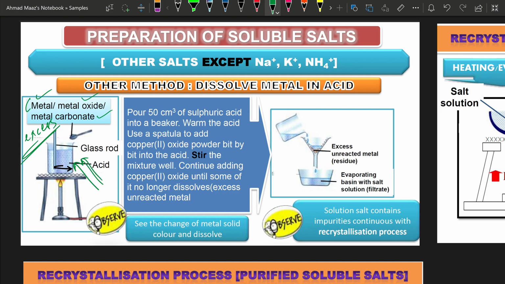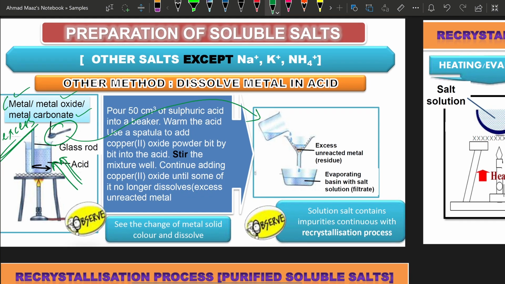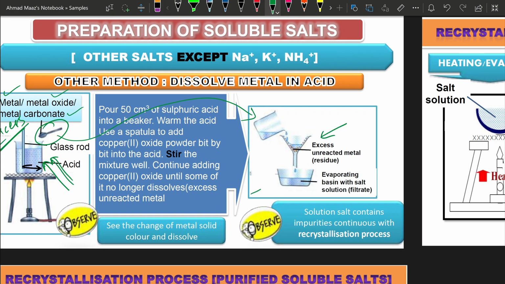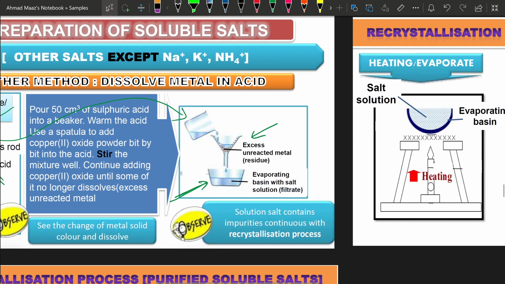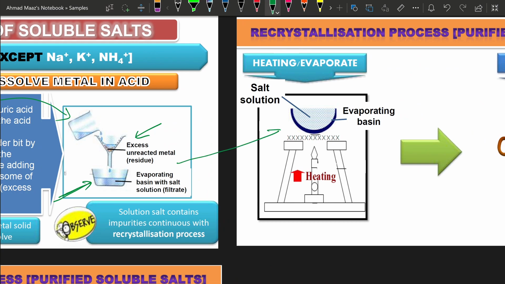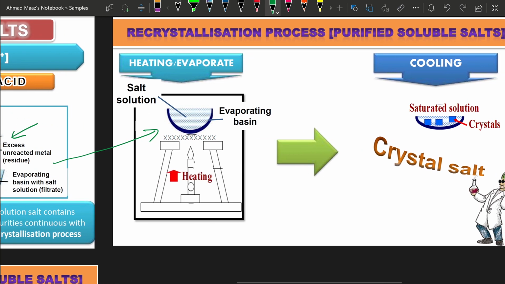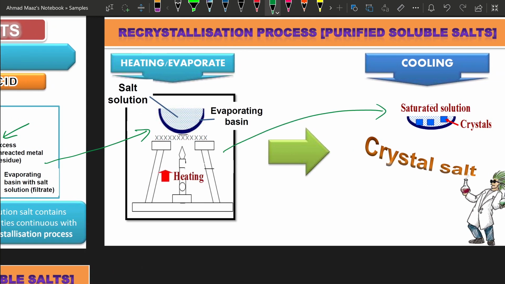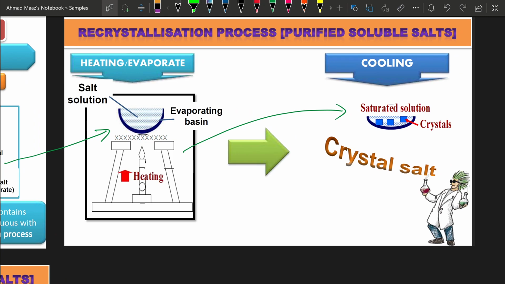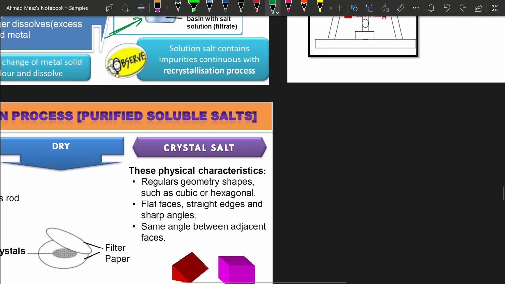A solution of the required salt will be formed, and because you have added these in excess, you will filter them off, and the excess will be removed, and you'll be left with a solution of the required salt only. Now when you have the solution, you can simply evaporate it by heating, and a saturated solution will be formed. You'll leave it to cool down, and when it cools down, the crystals will start to appear. I hope it is making sense.